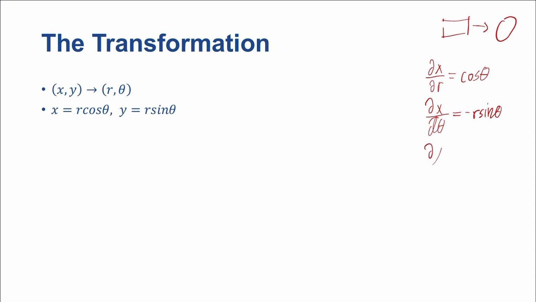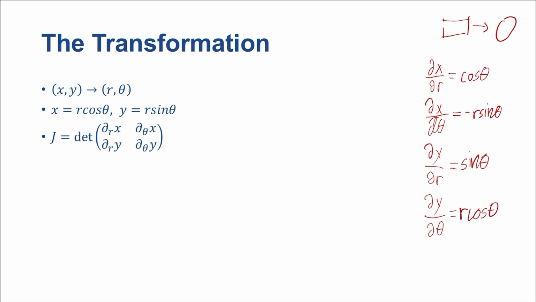Then I also want to differentiate dy/dr, that's sine theta. And then I also want to differentiate dy/d theta. And that is going to be r cosine theta. So what we get now is the Jacobian is equal to this determinant of all of these partial derivatives. We get the determinant of cosine theta, negative r sine theta, sine theta, and r cosine theta.